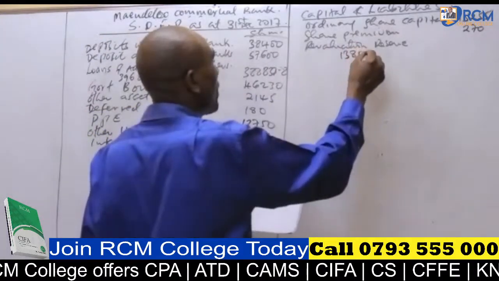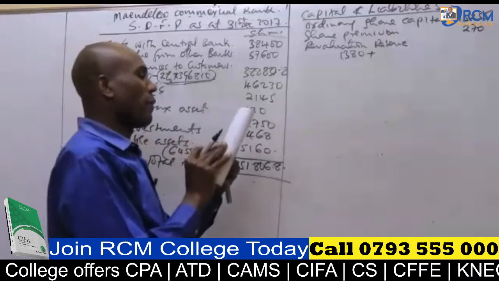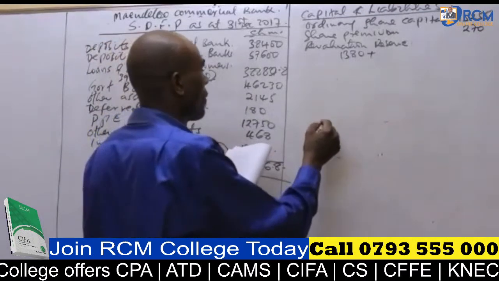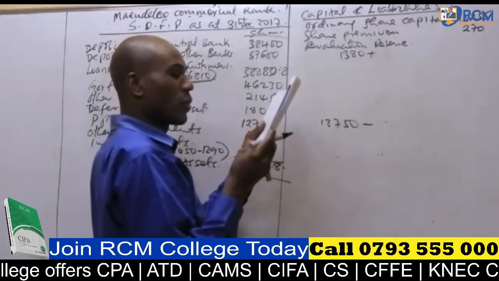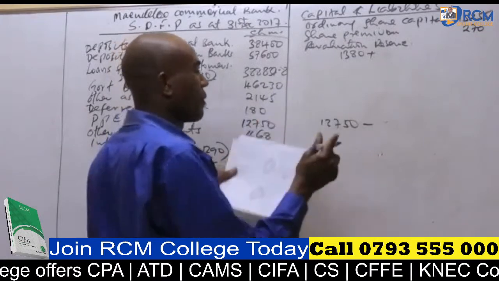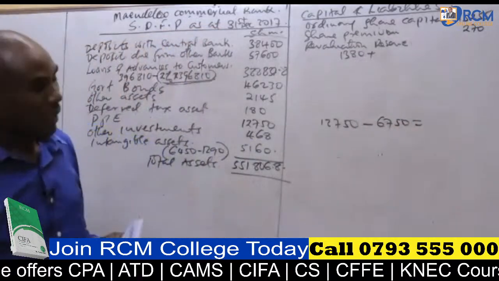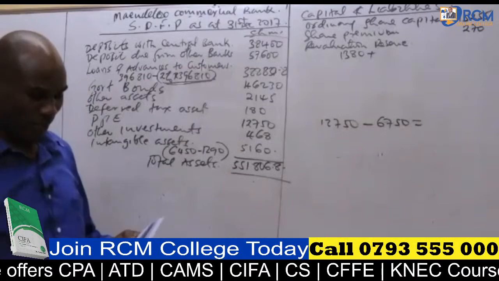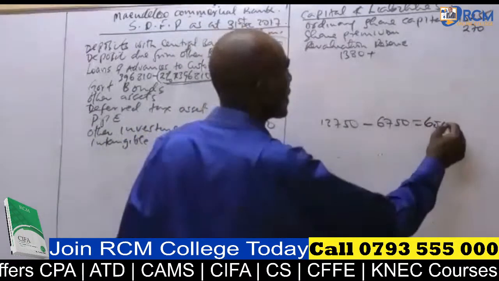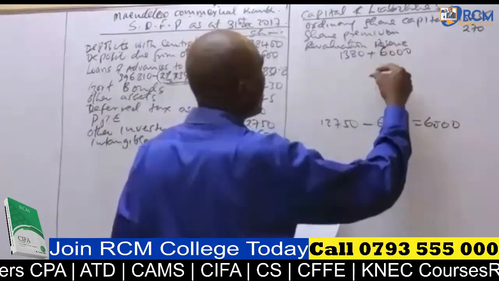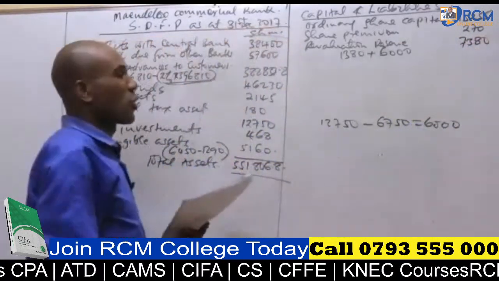But remember, we also revalued the asset. We revalued PPE in note number 2, that is 12,750. PPE in the trial balance is 6750. How much is the difference? The difference of revaluation is 6,000. Therefore, we add that 6,000 and get 7380. That's our total revaluation.